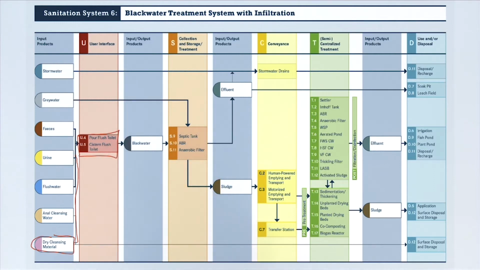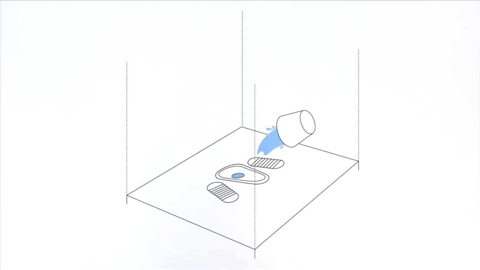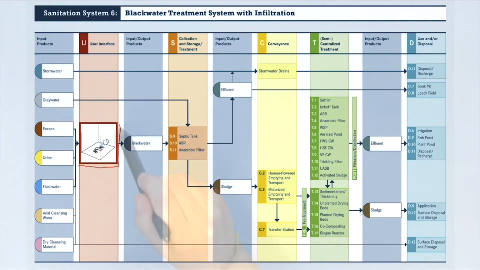And here we have two options. We can either choose a pour flush toilet or a cistern flush toilet. Let's, for the case of this example, choose a pour flush toilet. Here it is. We've marked it down so that we can build our system and continue from here. Once all of the products go into our pour flush toilet, they are mixed together and referred to as black water. The black water needs to be collected and stored.